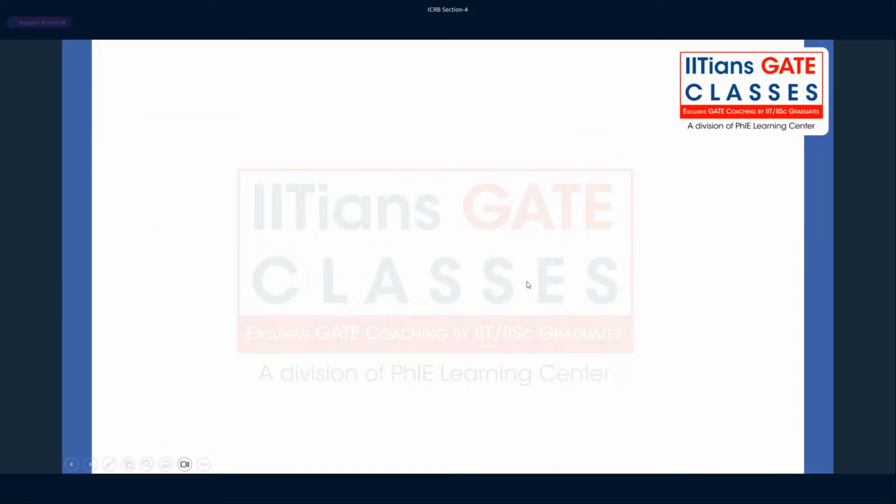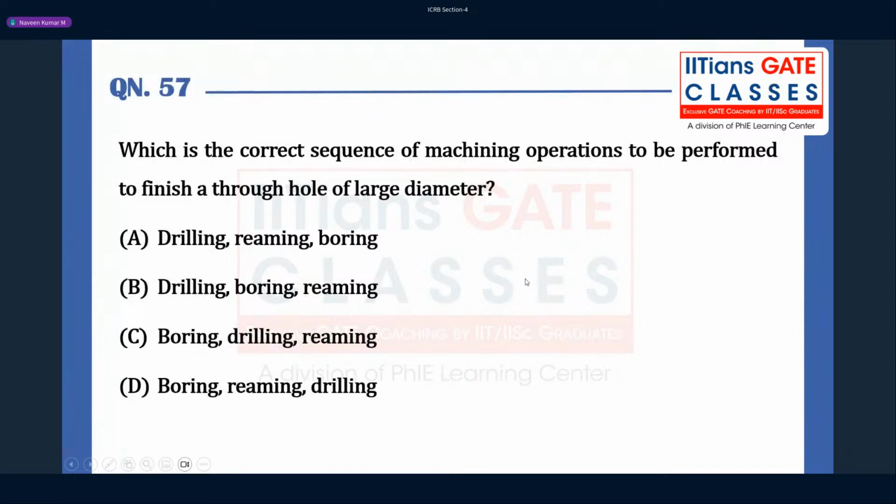Now, which is the correct sequence of machining operations to be performed to finish a through hole of large diameter? So you have some kind of a material, you have to make a large diameter hole, and they're asking for the sequence. Simple question. First, what will you do? Nothing is there. Simply you can't do boring. Now, what is boring? Boring means enlarging a hole. Reaming is for surface finish operation. Without making a hole, how do you make the big hole? How do you make the surface finish? So first you have to do the drilling. So these two options are gone.